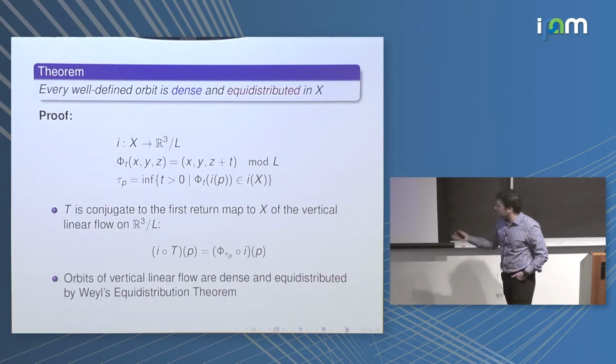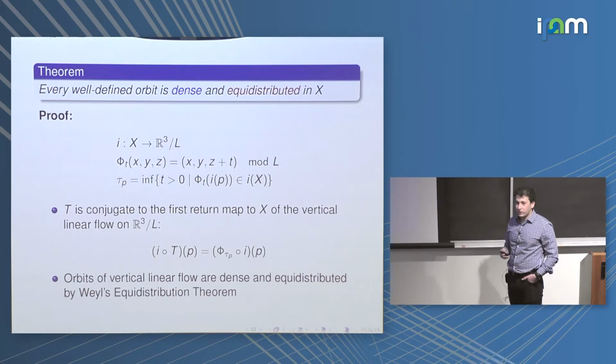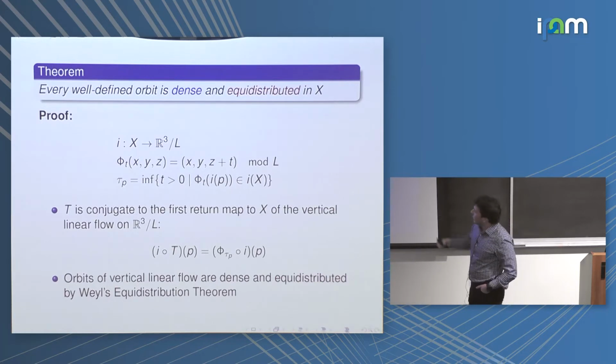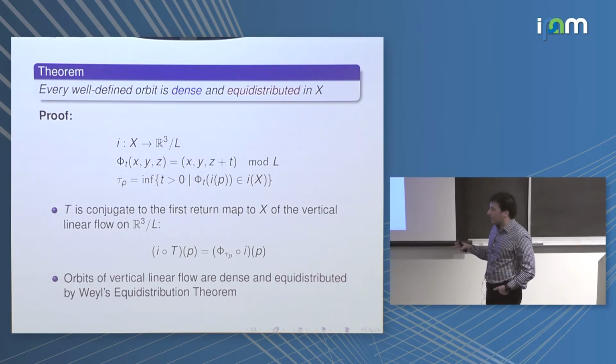So the first theorem we proved was about the orbits. And we showed, and there's a very helpful comment from the referee about this theorem, that every well-defined orbit is dense and equidistributed in our domain X. You can see that by relating our dynamical system T to the first return map to X on a particular torus, the first return map of the vertical linear flow on a torus.